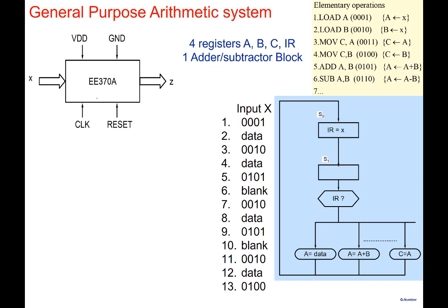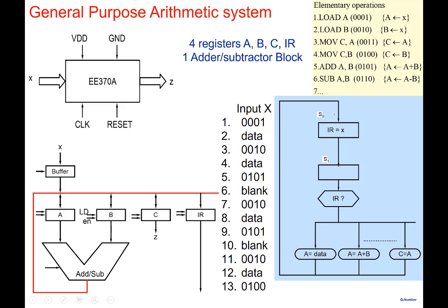All right, so let's proceed with this. Well, I can map it into a data path like this here. Now, a little bit of this thing here. So if I want to map it onto a data path, one thing is clear, I need A, B, C, IR. So 4 registers are there, A, B, C, IR. I need an adder subtractor block, so the adder subtractor block is there also.